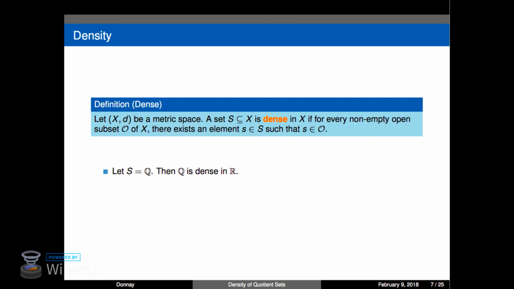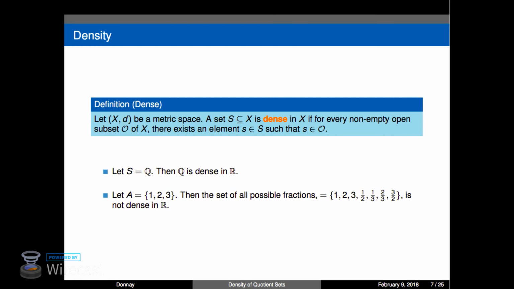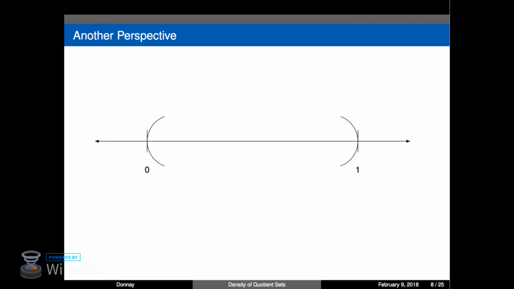First of all, the rational numbers are dense in the real numbers. We just saw that at the fraction factory, right? No matter how accurate someone wanted pi, I could return a rational number that was that close to it. The set of all possible fractions of 1, 2, 3, so 1, 2, 3, 1/2, 1/3, 2/3, and 3/2, is not dense in R because if you look at the interval 4 to 5, there's no fractions living inside that interval, so we're not dense in R.